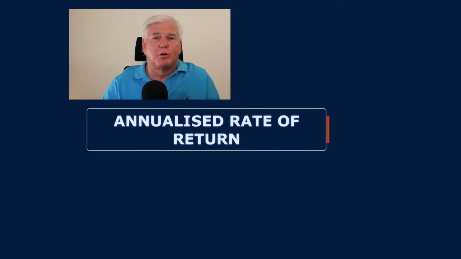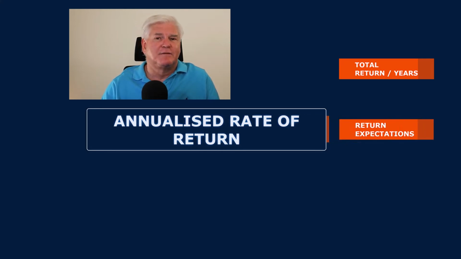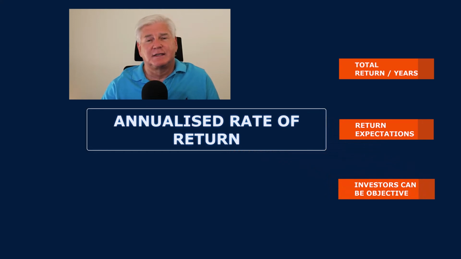In closing, 3 quick bullet points regarding annualised rate of return. The calculation is quite simple. It's the total return over the period divided by the number of years in that period, expressed as a percent. It allows investors to have some return expectations for the future based on what has been achieved in the past. Thus, investors can be more objective when assessing a potential investment. But of course, past returns is no guarantee for future returns.